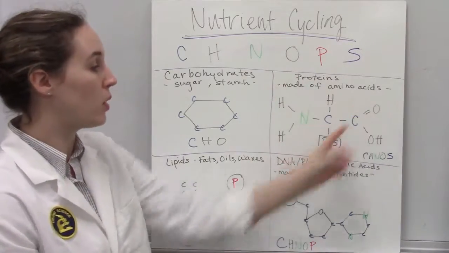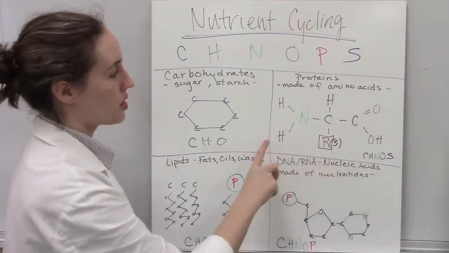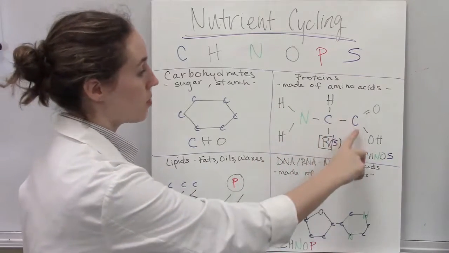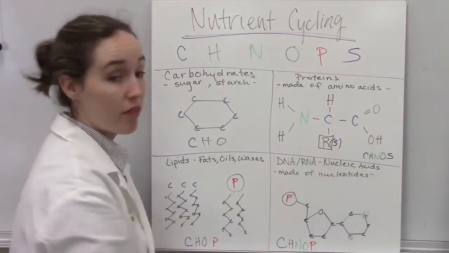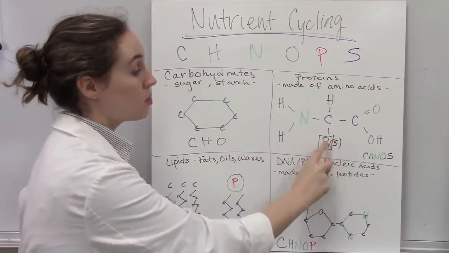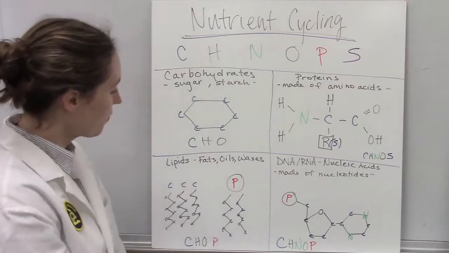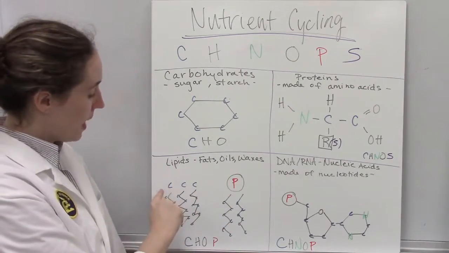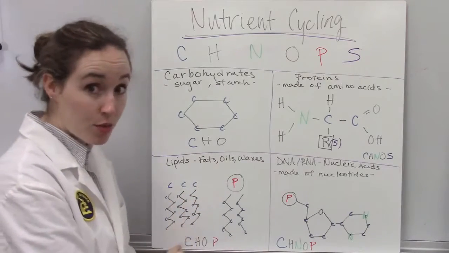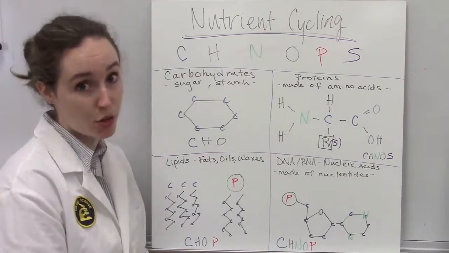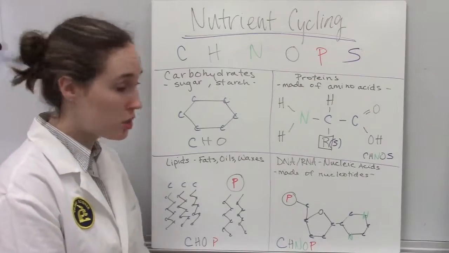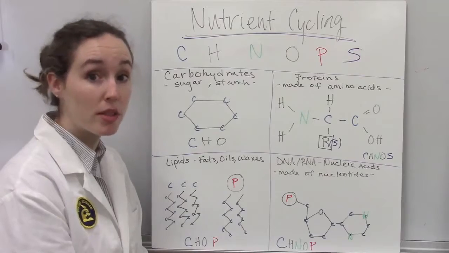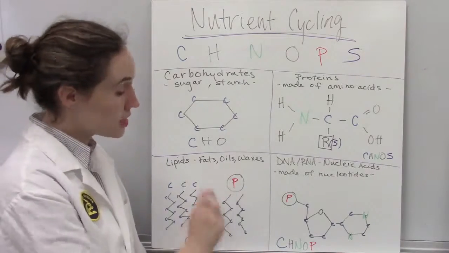Proteins are made of amino acids, and that's what this chemical structure is here. And as you can tell, hydrogen, nitrogen, carbon, and oxygen are very important parts, as well as sometimes sulfur. Lipids, which are fats, oils, and waxes, are made of long chains of carbon with lots of hydrogen on them and oxygen as well. Certain kinds of lipids, called phospholipids, that make up your cell membrane, also contain phosphorus.